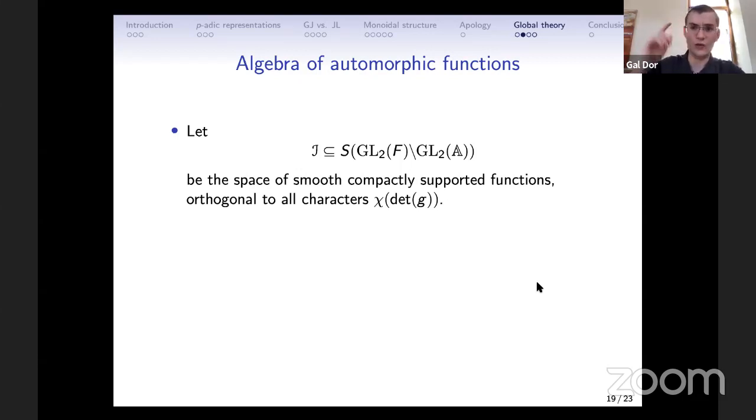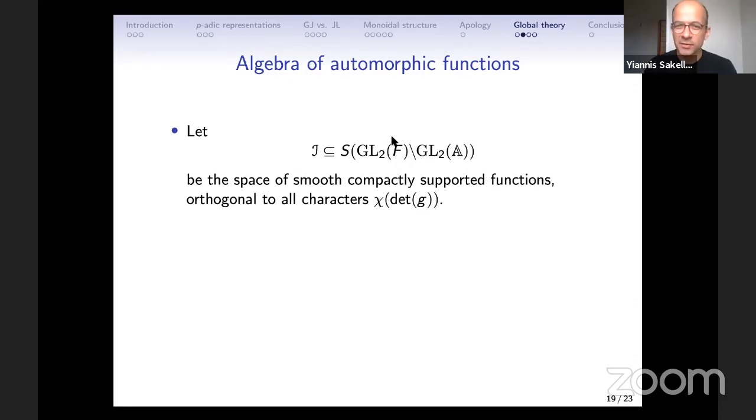Let me maybe introduce one more piece of notation. Consider the automorphic quotient, functions on GL2(A) modulo GL2(F), and consider not all functions there, but those that are orthogonal to all characters, to all functions of the form chi of det g. So we have smooth compactly supported functions that are orthogonal to characters. You can think of this as being generic automorphic functions.